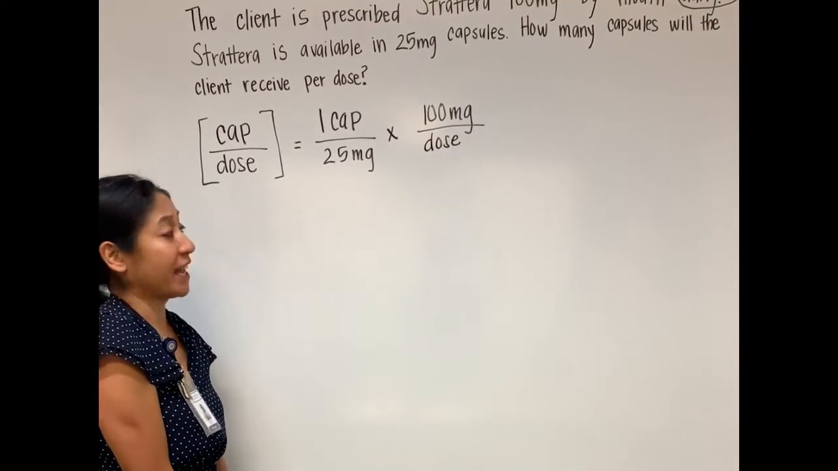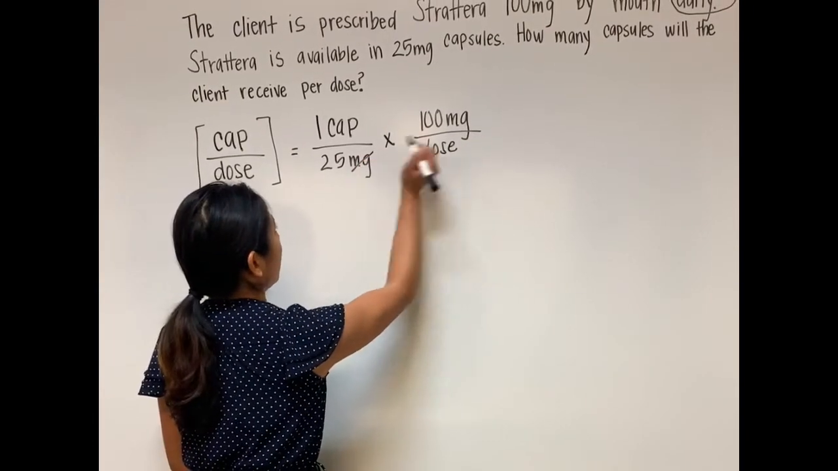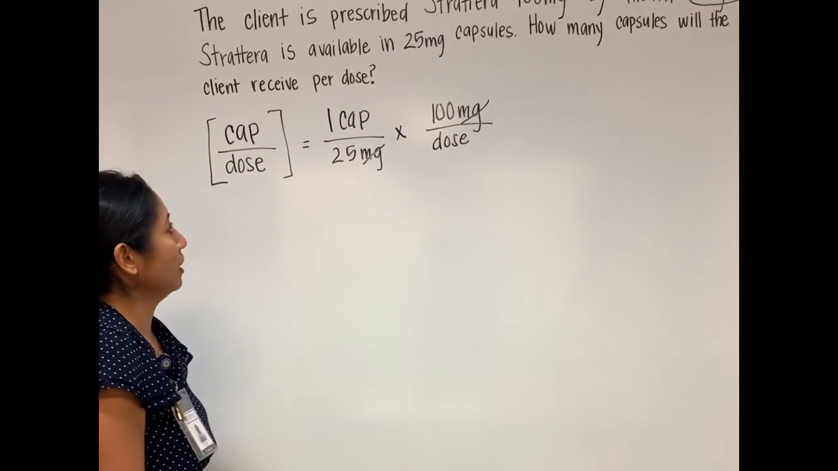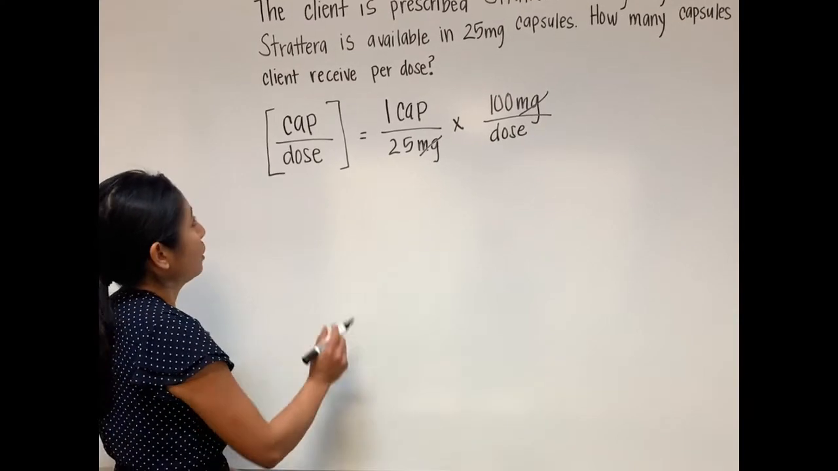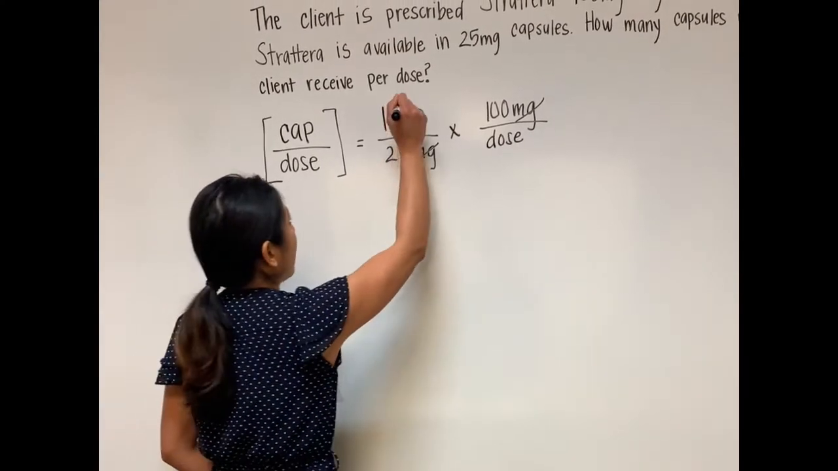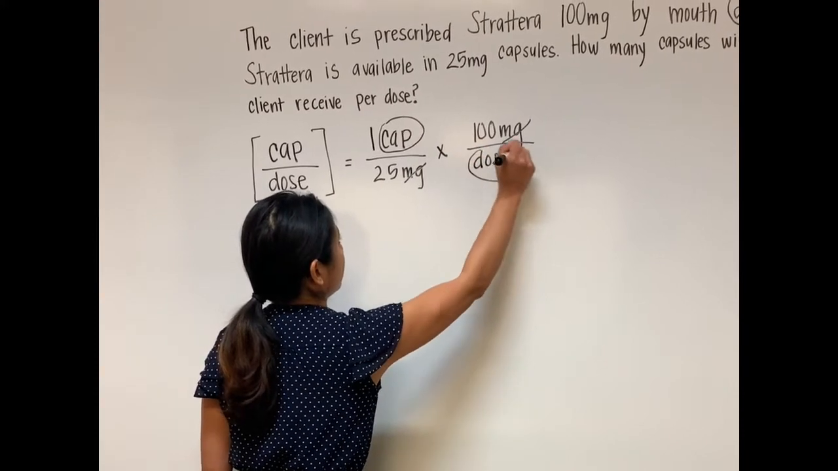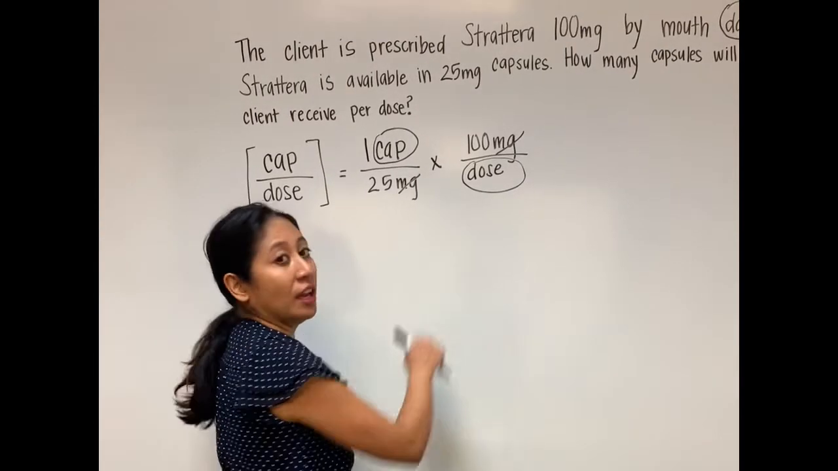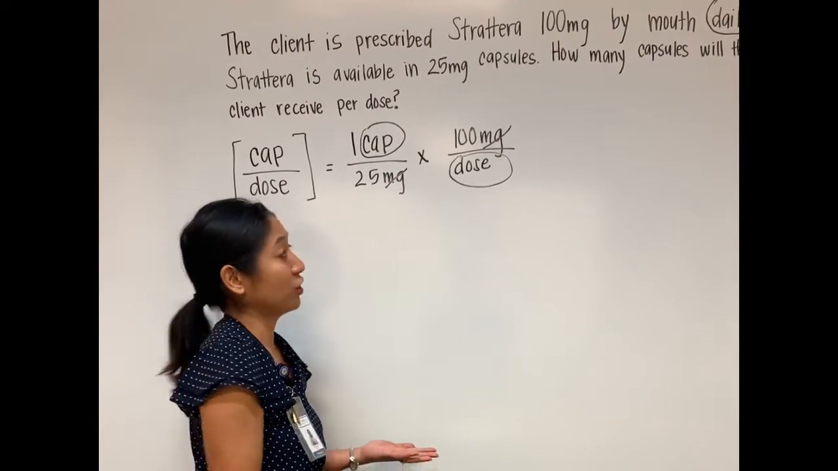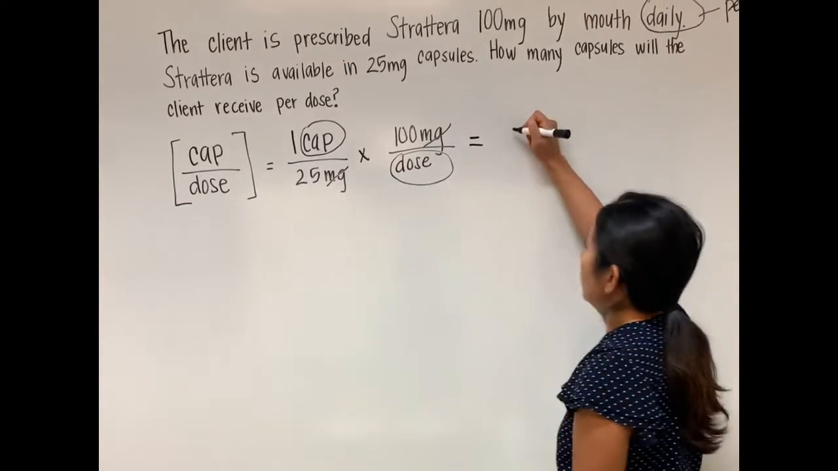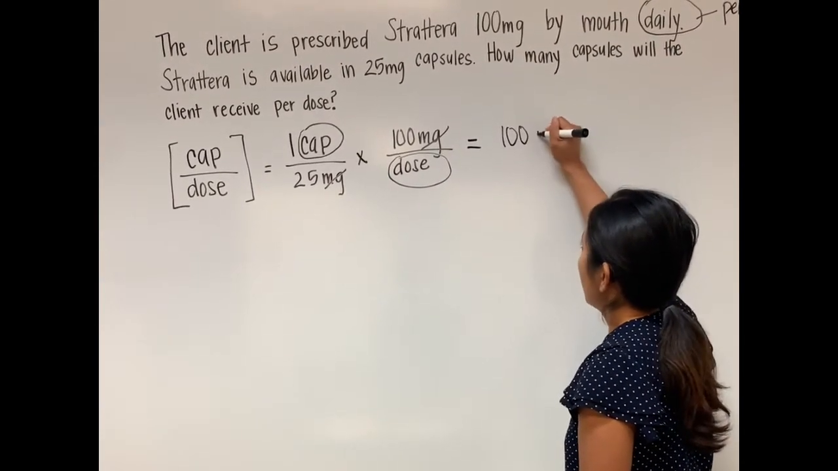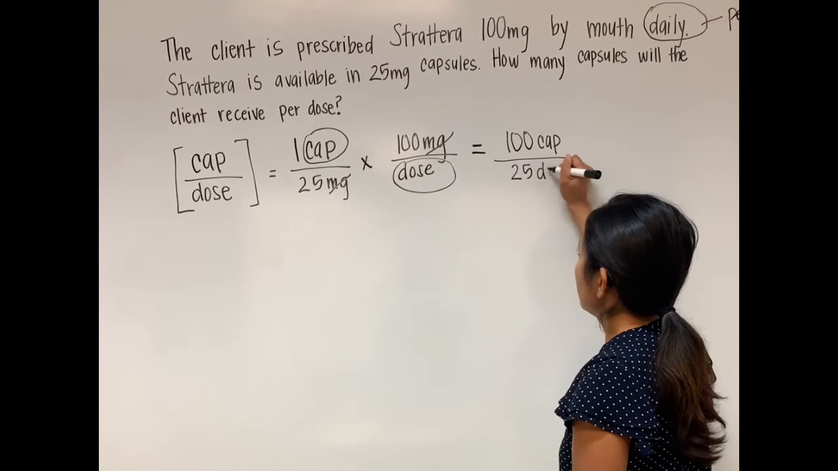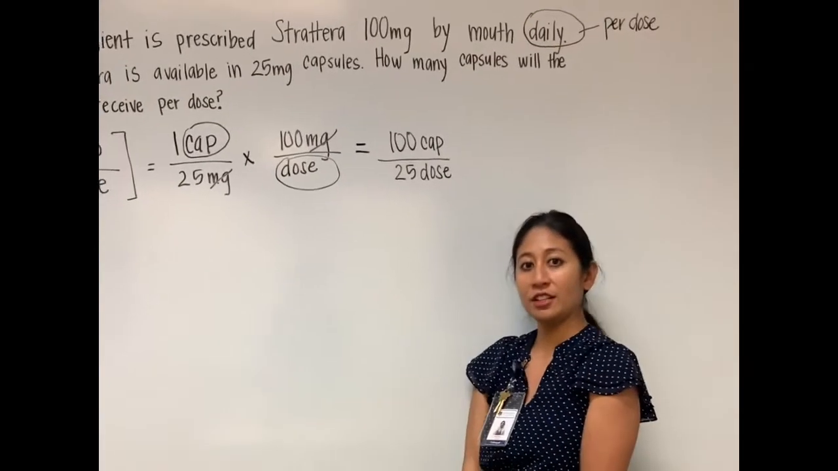Next step is we cross cancel. We can cross cancel a unit that is the same as its other unit, okay? Milligrams and milligrams will cancel each other out. The last thing that I like to do is circle what I have left. I have capsules here and I have dose here. My numerators match. My denominators match, and now, last but not least, I can go ahead and calculate. 100 capsule over 25 dose. Go ahead and calculate.